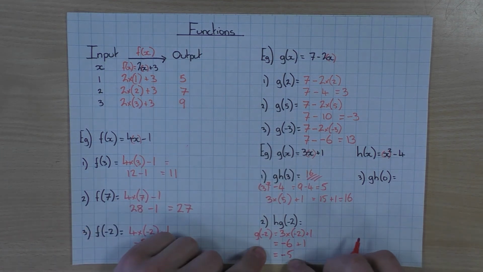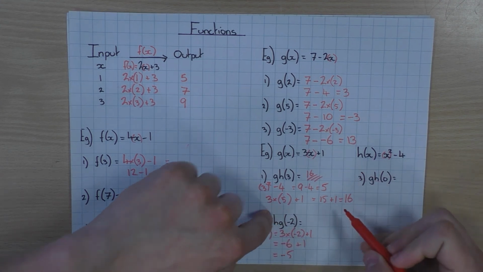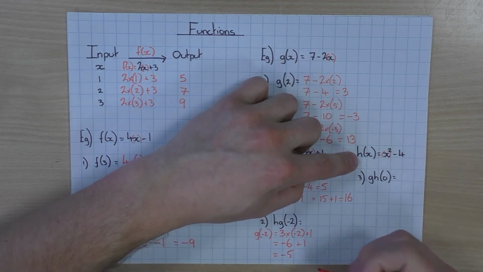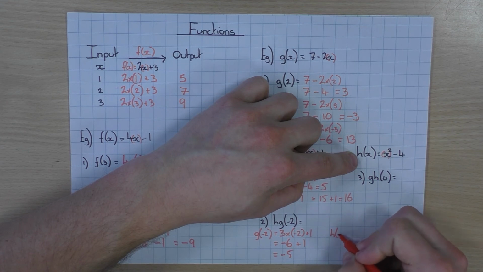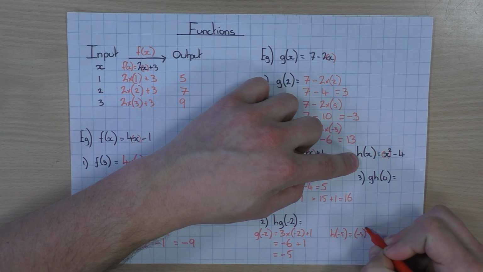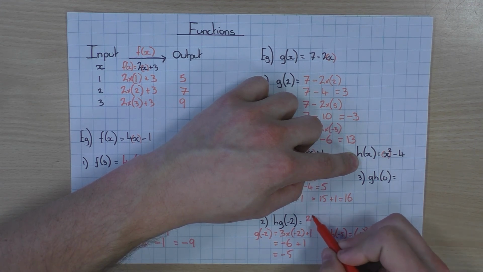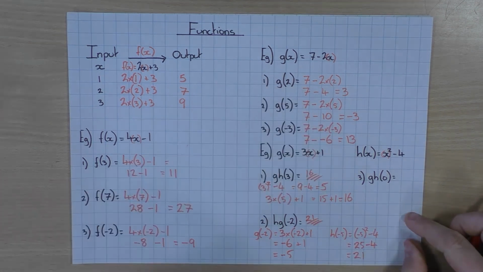So once I've done that, I now put minus 5 into h. So let's do that. So h of minus 5, bracket minus 5 squared, take away 4. Well, minus 5 squared, so minus 5 times minus 5, a minus times a minus is a positive, so that's 25, take away 4, which of course gives me 21. So my answer there would be 21.